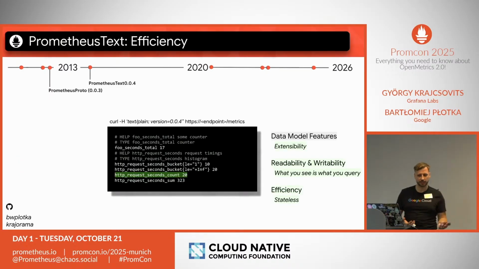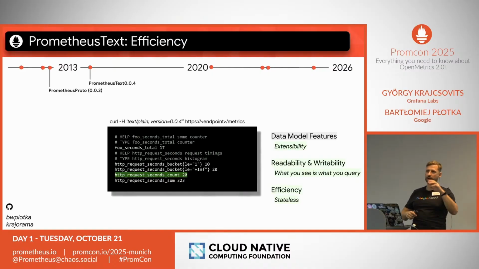And what about efficiency? Turns out the text format is actually pretty fast, right? And it was especially efficient and reliable because of its stateless aspect. What I mean by stateless is that when you are parsing, you know the full context of the metric just by looking at one line. You don't need to store anything on top. You don't need to store anything later. Everything you need is in one line, right? And it makes things super, super cheap, super, super reliable.